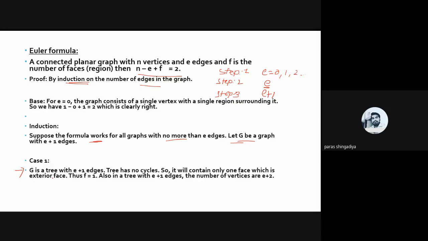So here we consider one tree graph with e plus 1 edges, and a tree has no cycle. That is the definition of a tree. Okay, if you consider this shape, it is a connected graph without any cycle. What is the meaning of no cycle? It means there are no enclosed areas. So how many faces does the tree contain? Only one face, and that is the exterior face. This graph contains only one face, meaning every tree contains only one face. So thus f is equal to 1, and also in a tree with e plus 1 edges.